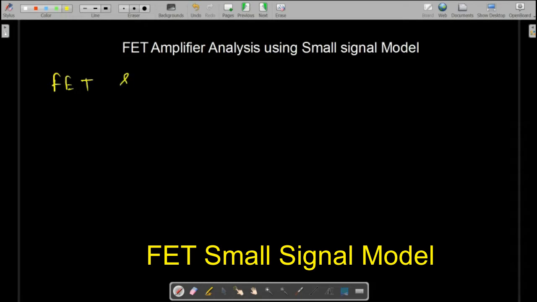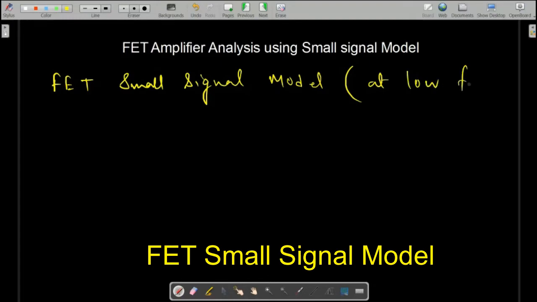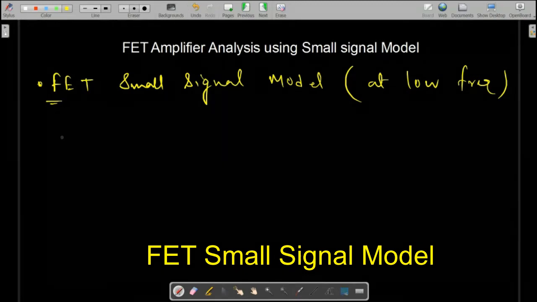So FET small signal model at low frequency. Let us see. In case of FET, the terminal voltages for FET, that is basically the drain voltage and gate voltage with respect to source.